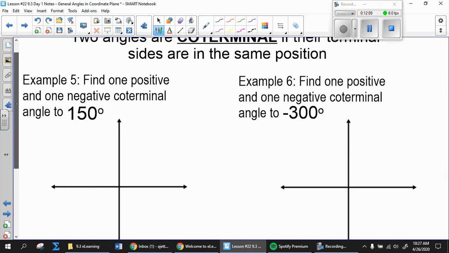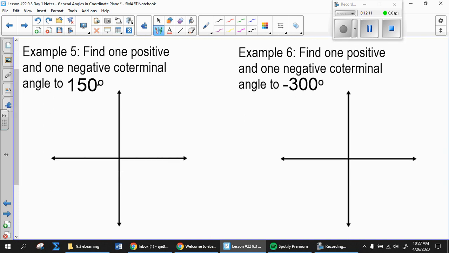All right, and so if I think about that, we want to think about a 150-degree angle. So I'm going to draw that real quick. Initial side on the positive x-axis, 150 is going to be past 90 degrees, but not quite to 180 degrees. So it's going to be this angle right here.